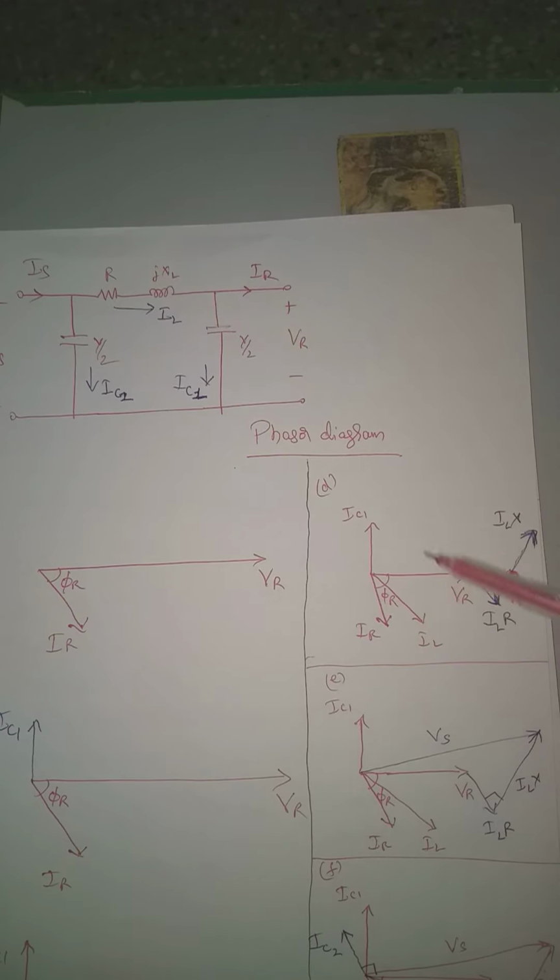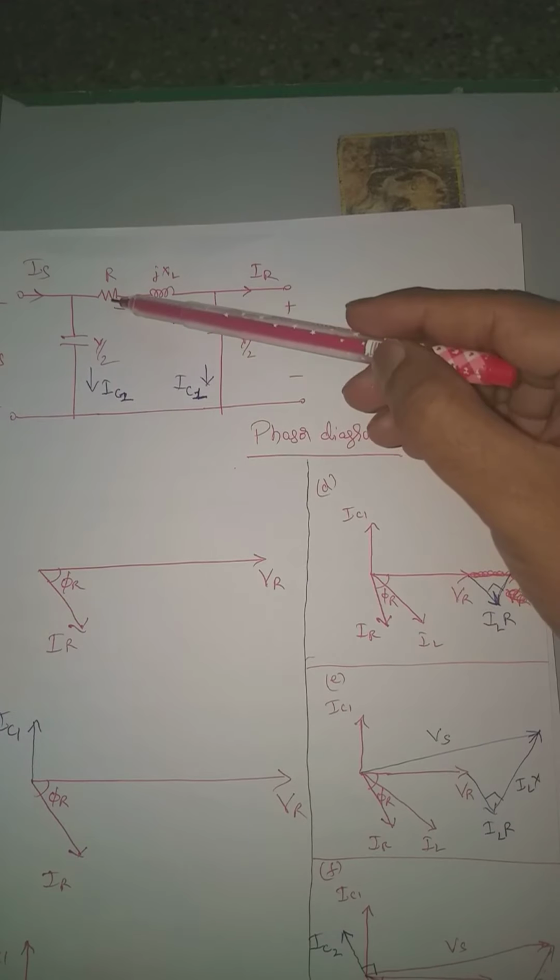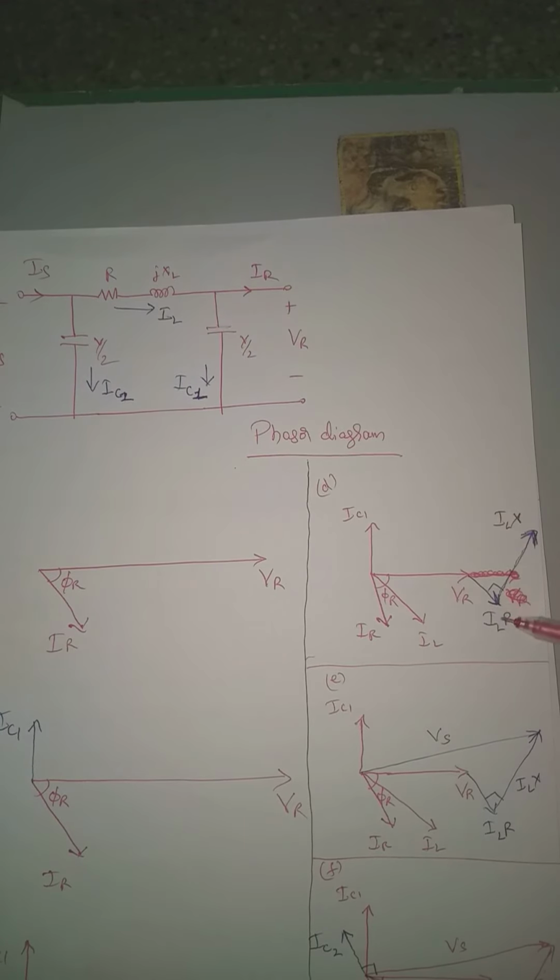So what I'll do is, at this particular end, I try to draw a line parallel to IL, which represents IL itself. Now since current and voltage are in phase, the product of IL into R represents the voltage across this particular resistor. So IL is in phase with IL into R. Voltage across the resistor and current through the resistor are in phase.